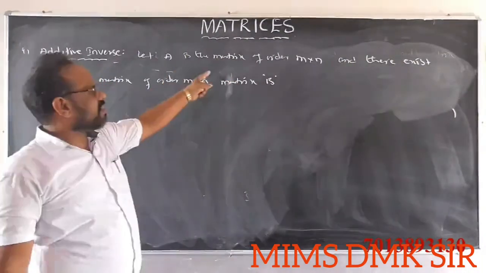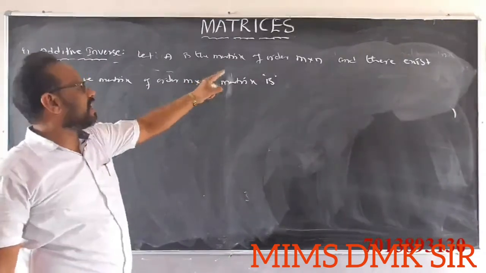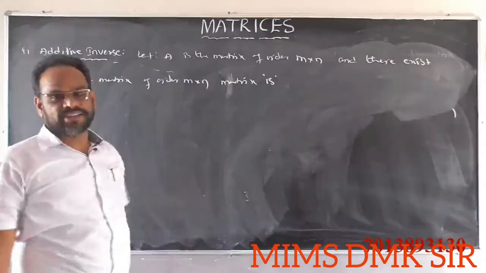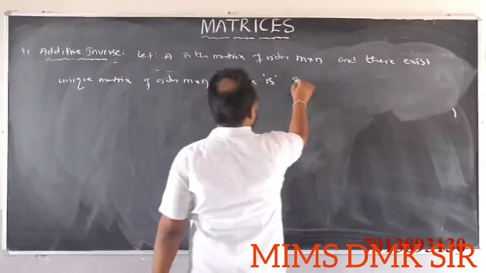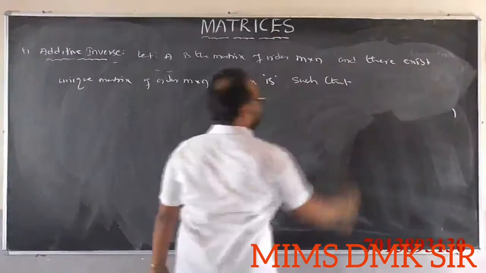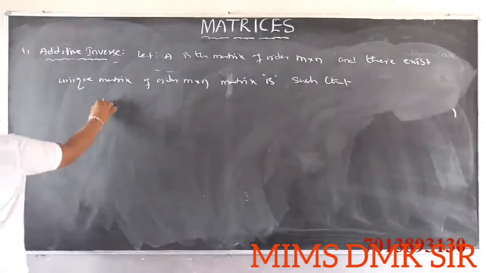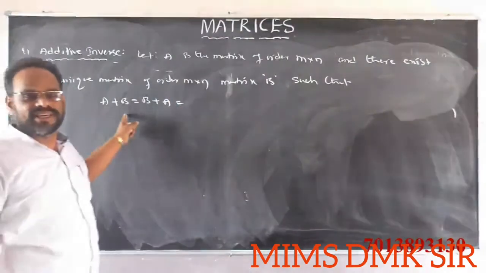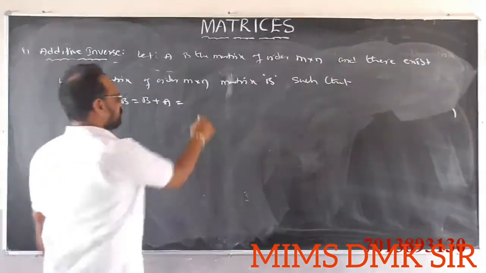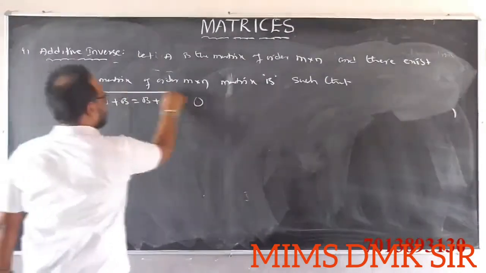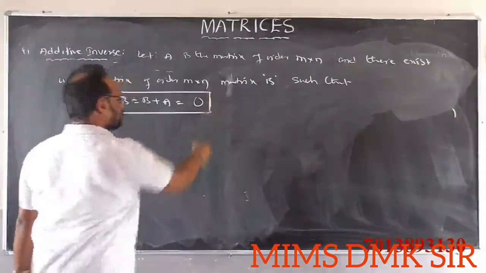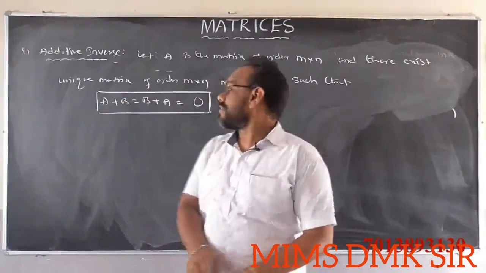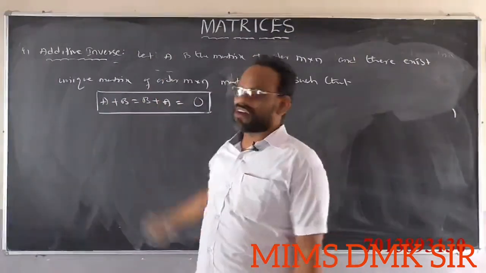That is, A is a matrix of order m by n, and there exists a unique matrix of order m by n, matrix B, such that A plus B is equal to B plus A is equal to 0. In this case, B is called the additive inverse of the given matrix.